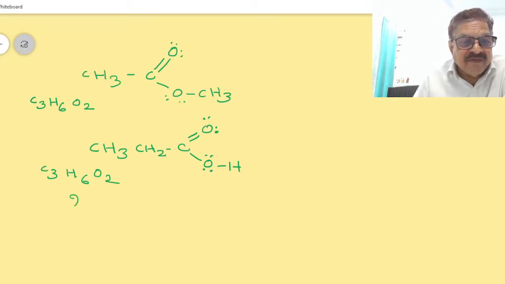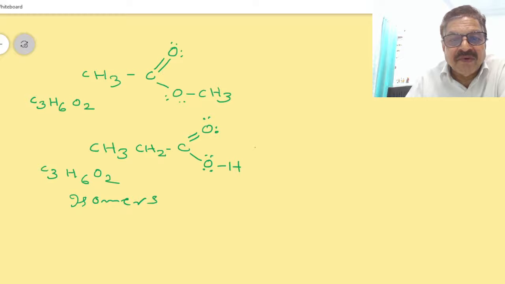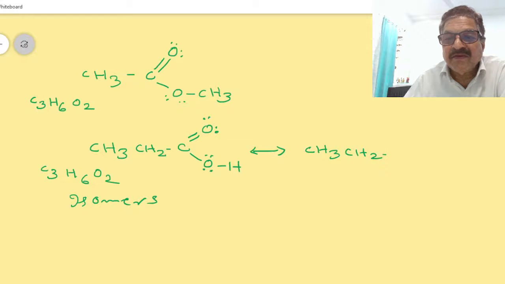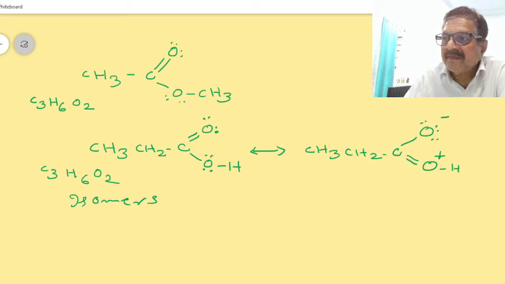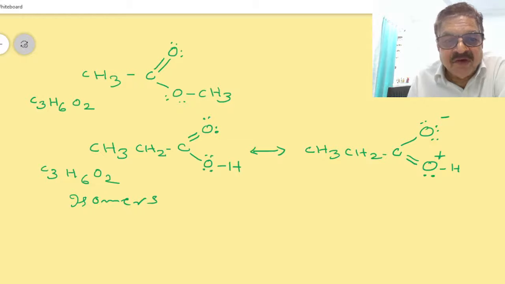So these are isomers here, correct? Now, we are using a double-headed arrow to draw the isomer here, CH3, CH2, C, then here it can be minus. Okay, these are resonance structures here. The position of the double bond is different, and the position of the non-bonding electron pairs is different here.